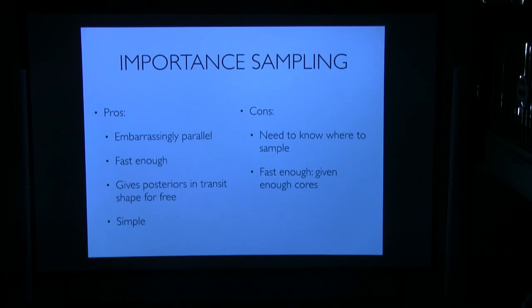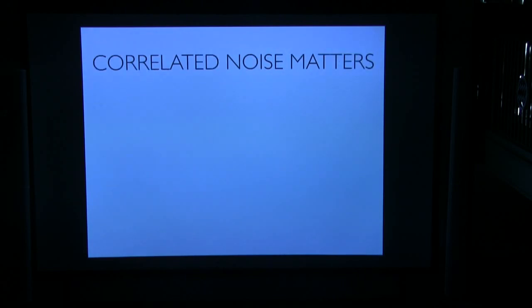The cons are you need to know where to sample. So that's okay for this problem. It's not useful for every problem. And it's fast enough, but it's a pro and a con. Depends on how much computing power you have. And so I've just said haphazardly, oh, you just measured the likelihood of these transits. But that's a little bit of a tricky problem.